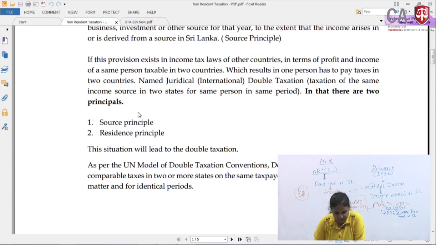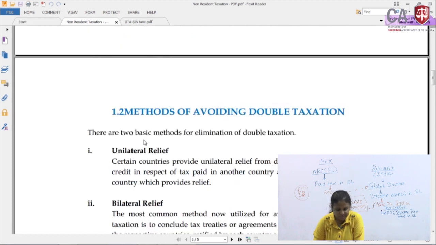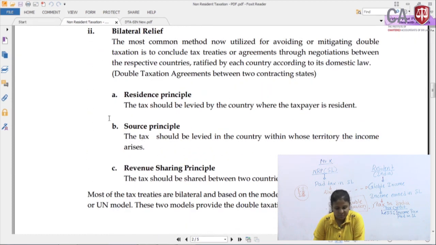We have not discussed these two under international taxation: source principle and residence principle. Come to this. The residence principle, under the bilateral relief, is coming. The tax should be levied by the country where the taxpayer is resident. It's understandable. Under the source principle, under bilateral relief, the tax should be levied in the country within whose territory the income arises. Clear?